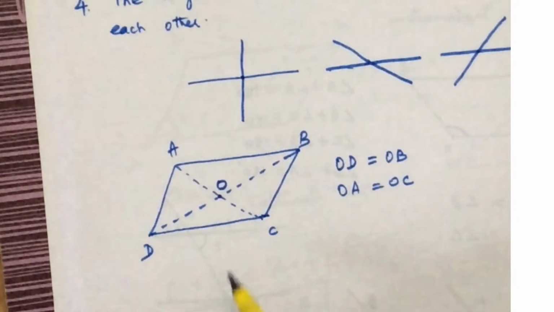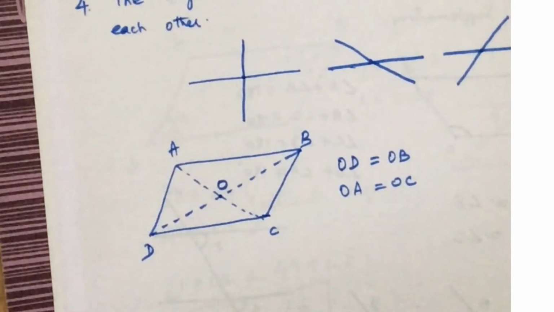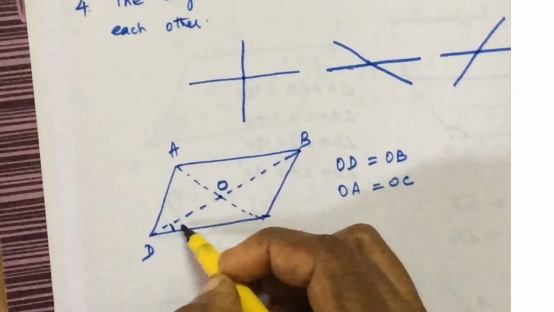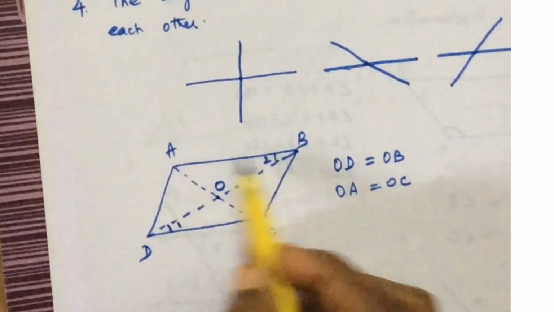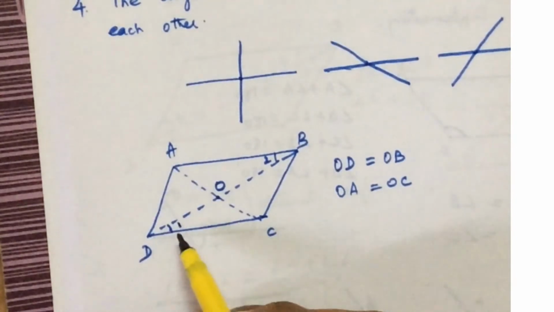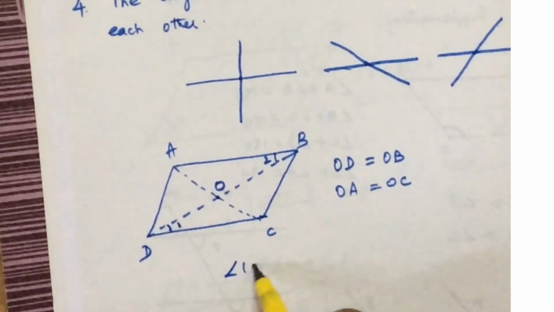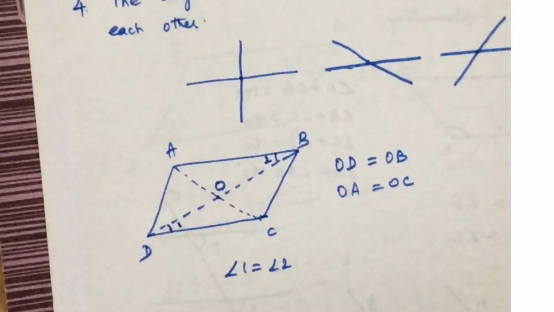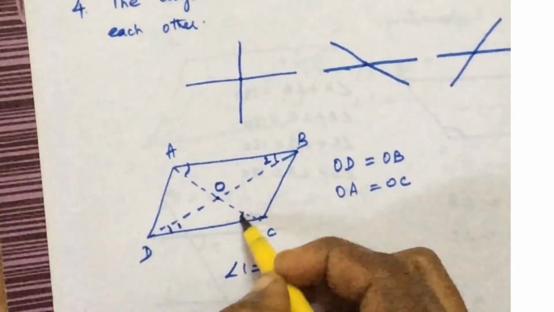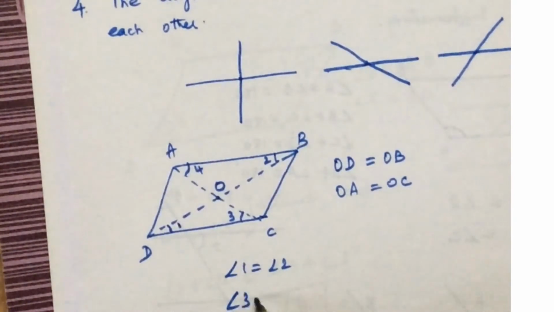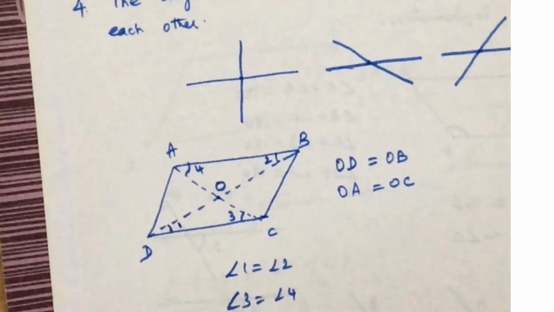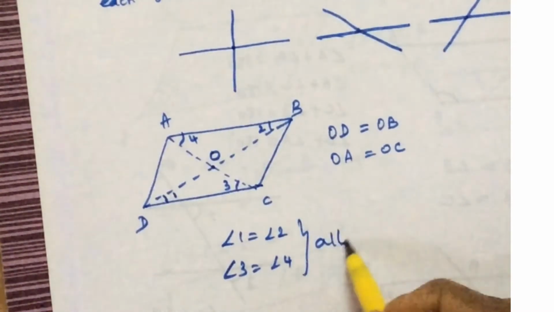Now how to prove this? Already we know something called alternate angles. From that, we can say which angles are equal here. First let me take this. Let me name it as 1 and this as 2. This is a Z shape, so angle 1 is equal to angle 2. Similarly, if you take this Z, this is angle 3 and this is angle 4. Angle 3 is equal to angle 4. Why? Because they are alternate angles.